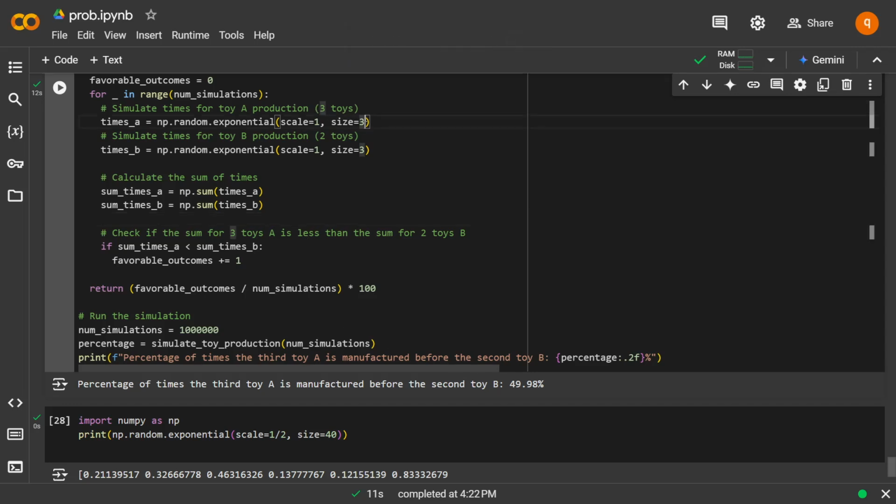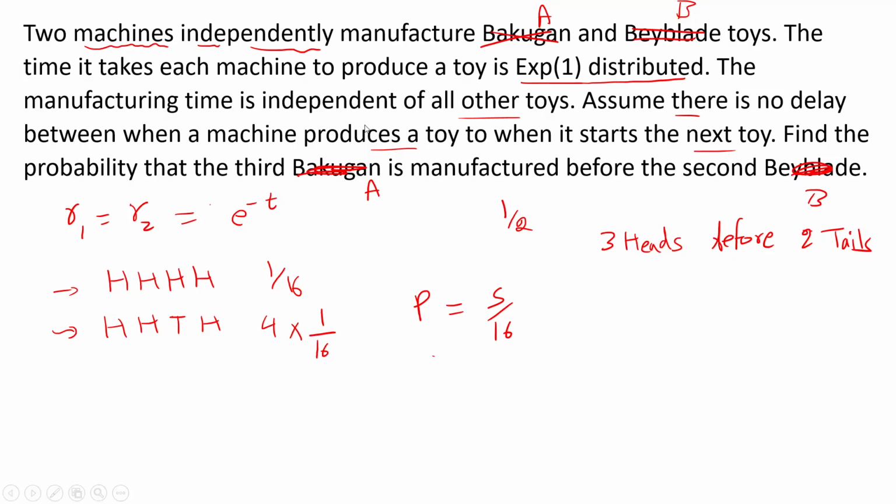And what if we want to figure out 4 toys here before 2 toys of the other party, or 4 toys of the other party before 2 toys of us? So yeah, but then we have to change the sign. So the time of 2 toys of the first party is more than the time of 4 toys of the second party. So we are interested in 4 T's before we get 2 heads, so we have to arrange these.